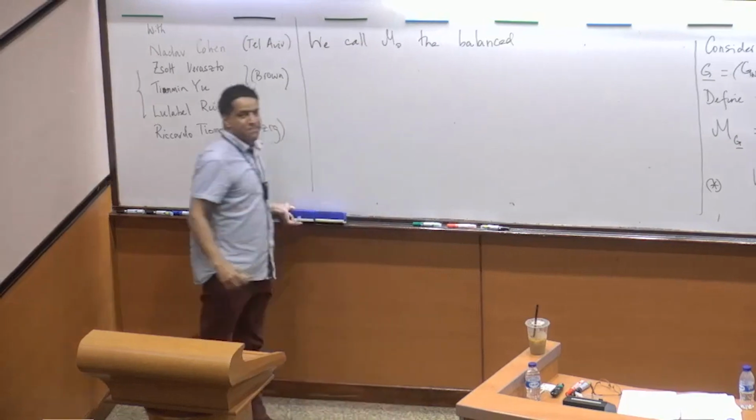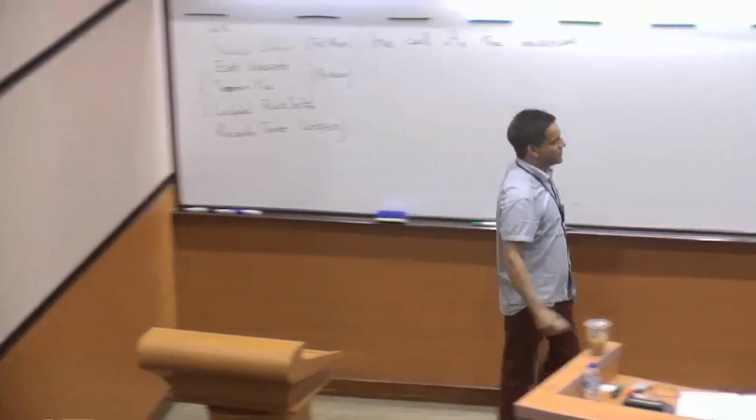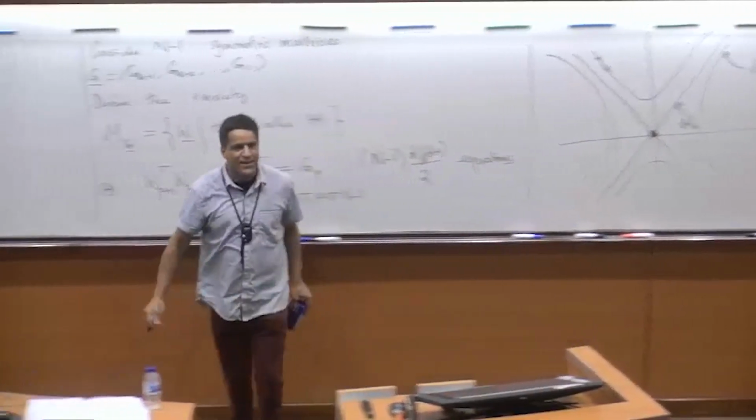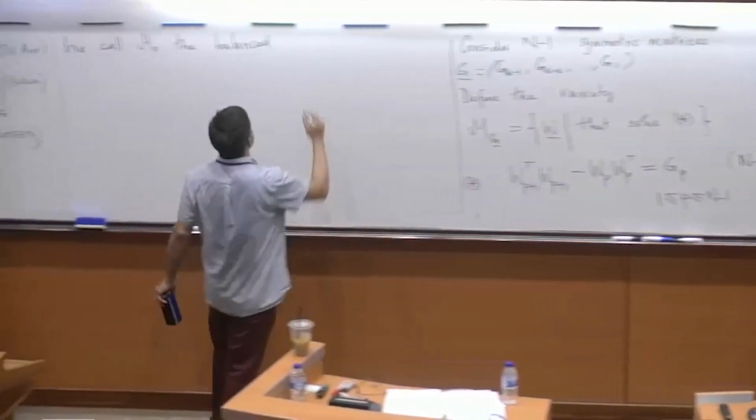So they called it the balanced manifold. It's not really a manifold because it's got this singularity. But I'm going to kind of abuse notation, or let me call it maybe the balanced conic.